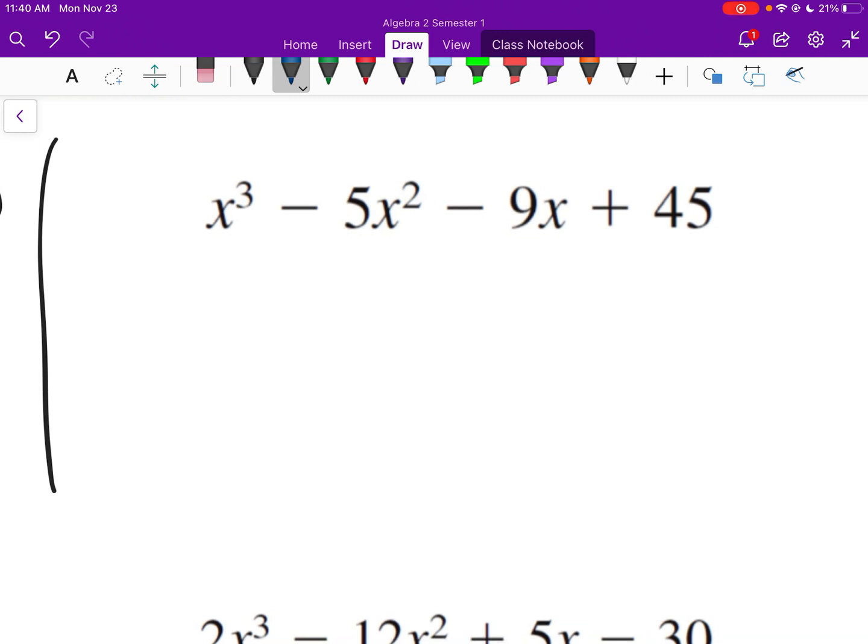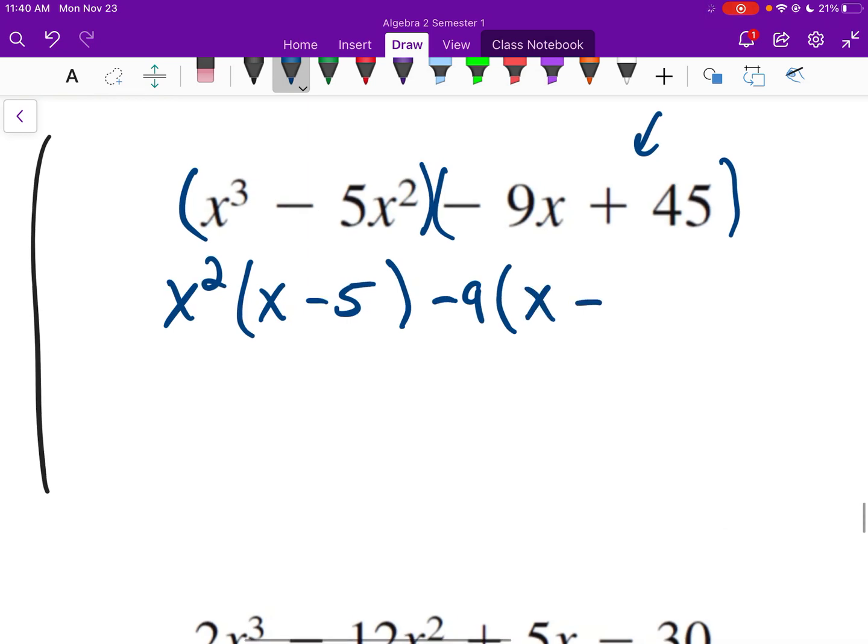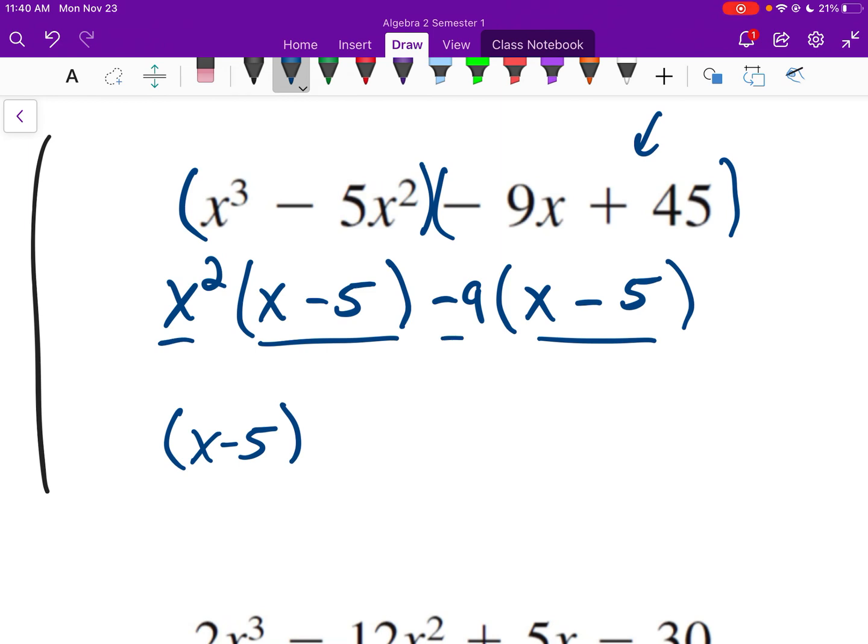Okay, again, I see 4 terms. So I'm going to factor by grouping. Group the first 2, group the second 2. I see that x squared can come out of the first 2. X squared times x would be x cubed minus 5. Okay, in this one, I'm going to factor out a negative 9. And that would be times x minus 5. Okay, so again, x minus 5 is that common term that I'm going to factor out. And I'm remaining with x squared minus 9.